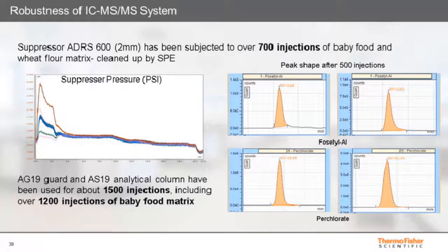During method development, the Dionex IC guard and analytical column set has been used for 1,500 injections, including more than 1,200 injections of baby food, while the ADRS suppressor has been subjected to over 700 injections of baby food and wheat flour extracts cleaned up by SPE.